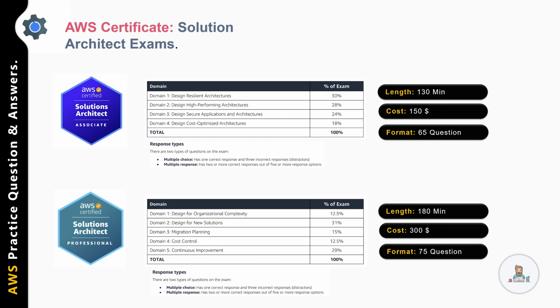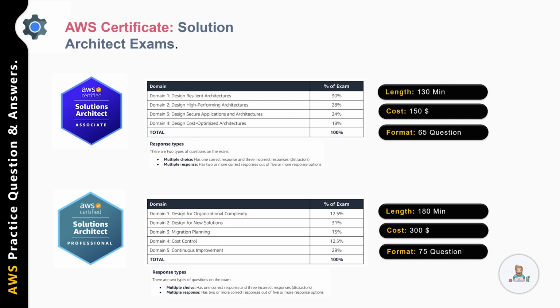The Solutions Architect Associate exam is broken down into four different domains. First one is Design Resilient Architecture, second one is Design High Performing Architectures, third one is Design Secure Applications and Architecture, and the last one is Design Cost Optimized Architecture.